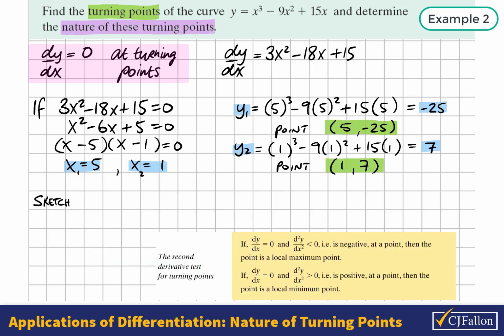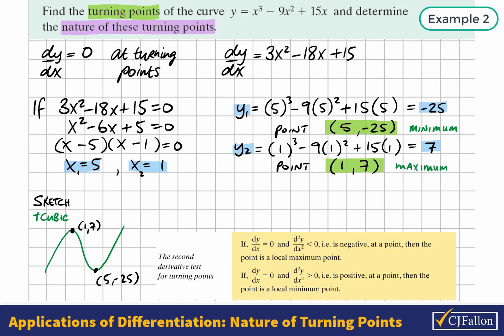We've answered the first question, but then we're asked to find the nature of them. That means, are they maximum or minimum points? Now we actually could tell this already by just looking at it. We can see that the nature of a cubic, we can see the one obviously with the highest y value, that's the maximum. So the (1, 7) is a maximum, and the (5, negative 25) has to be a minimum just by comparing the two of them. And we could see it from the shape of the curve as well.